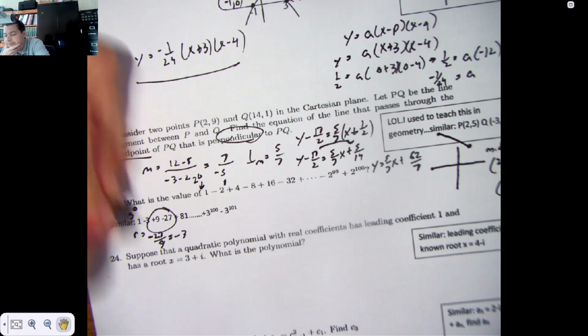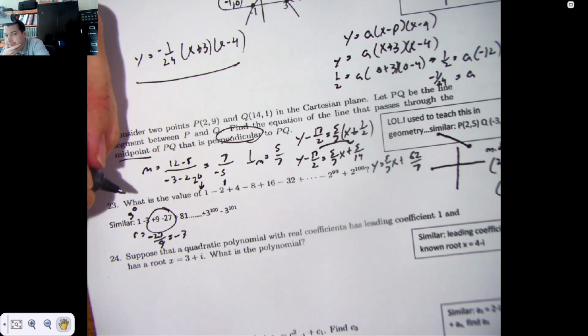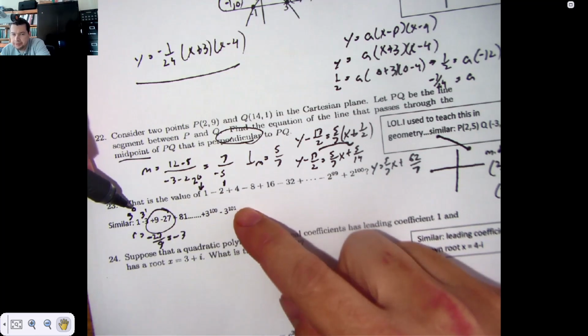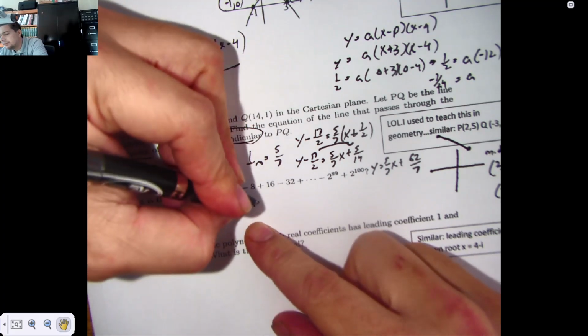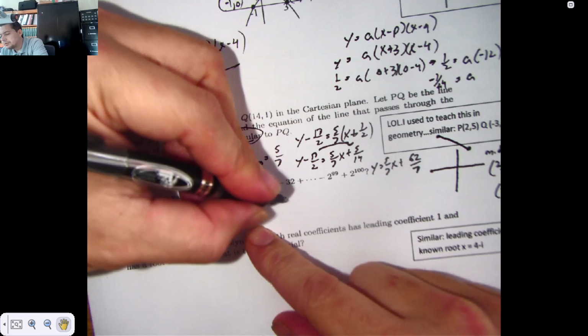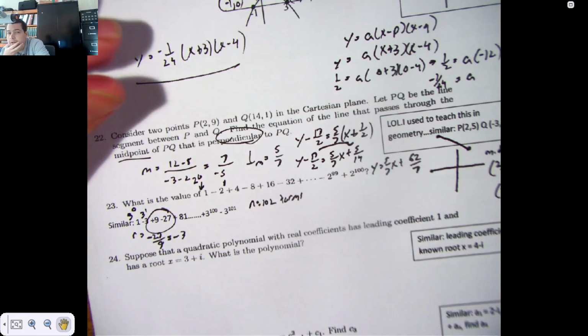That's 2 to the 1st, by the way. This is 2 to the 0. That's the same deal here. That's 3 to the 0. All right? Other than the negative sign, that's 3 to the 1st. We go from 0 to 101 on this thing. There are 102 terms. There are 102 of them.